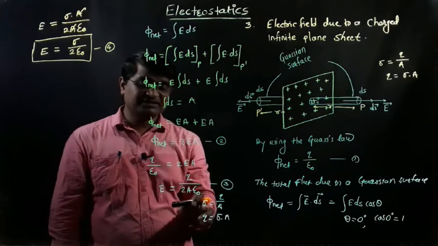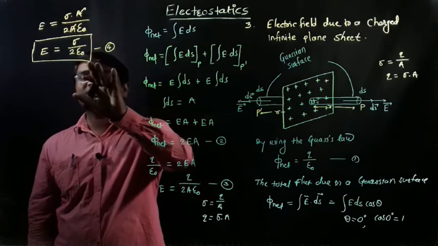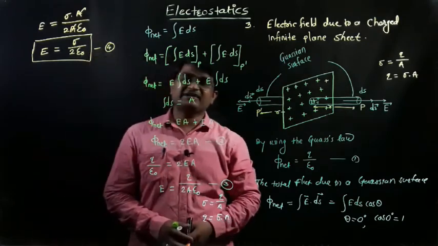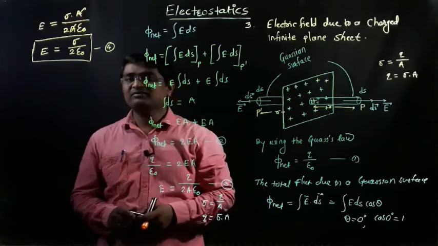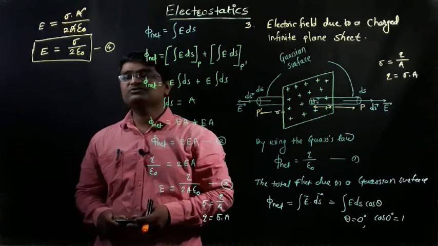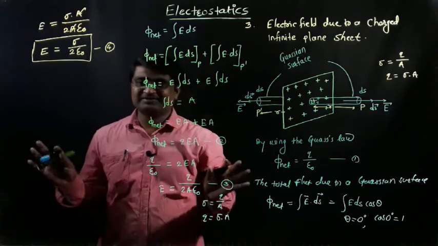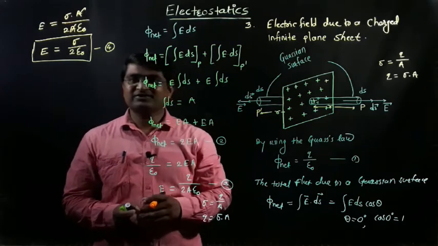But we know that as per the surface charge density, Q is equal to sigma into A. With the help of this, finally we find the electric field intensity at the points P and P dash at a distance 2r from the infinite plane sheet, and this is E is equal to sigma upon 2 epsilon naught. Clear?